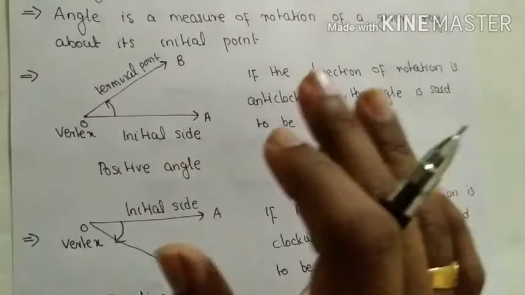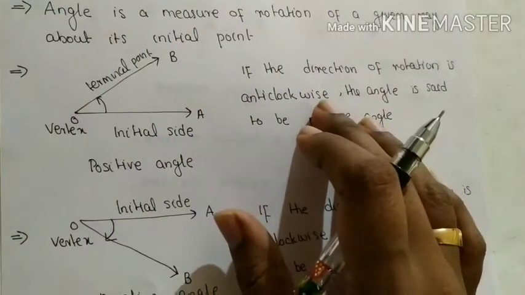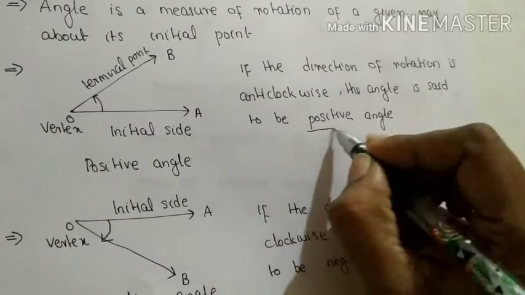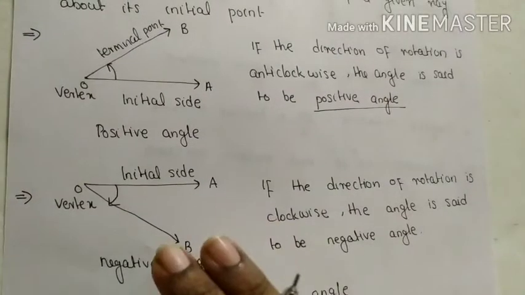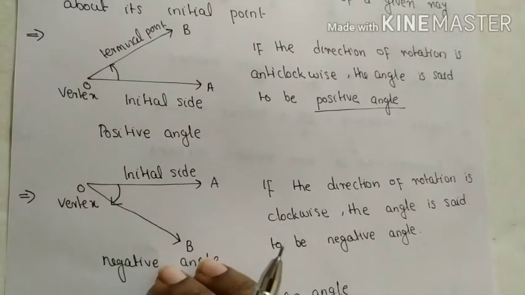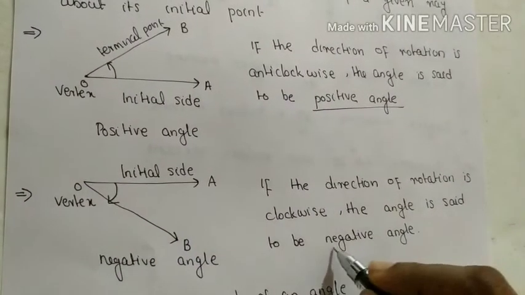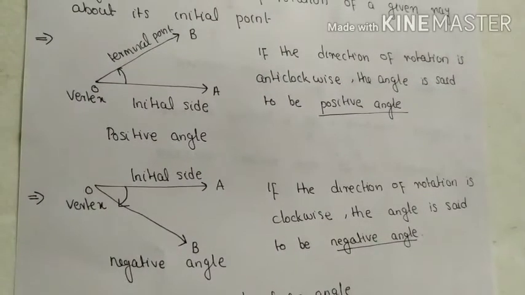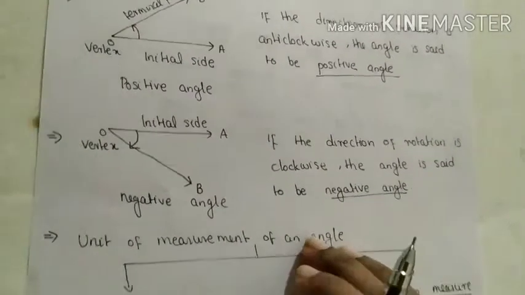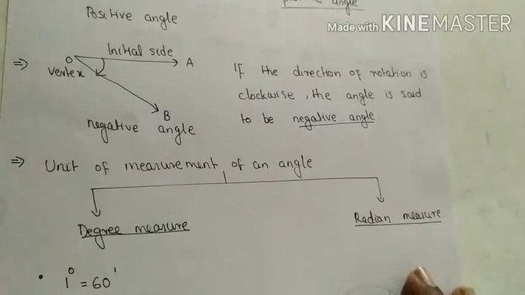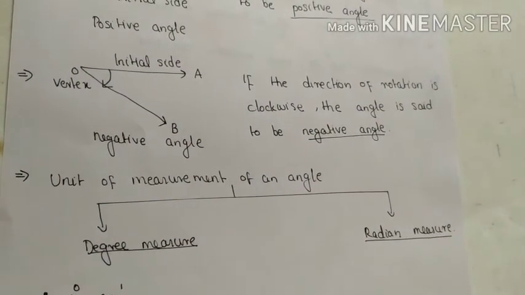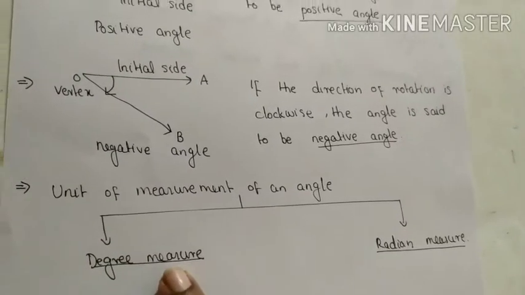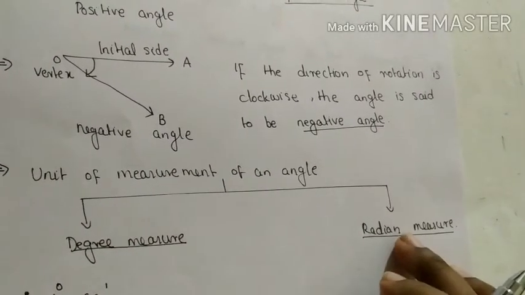So if the direction of rotation is anti-clockwise, the angle is said to be a positive angle. And if the direction of rotation is clockwise, the angle is said to be a negative angle. Clear? Next point is the unit of measurement of an angle. There are two types of unit of measurement of an angle. First one is degree measure and second one is radian measure.